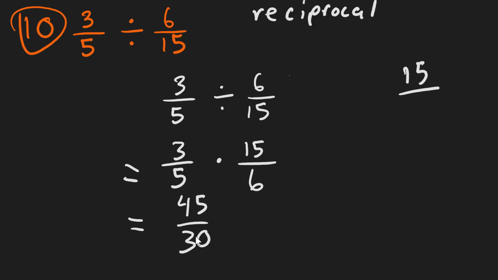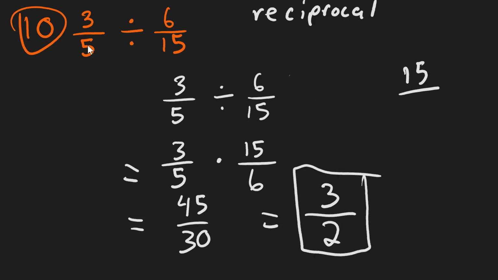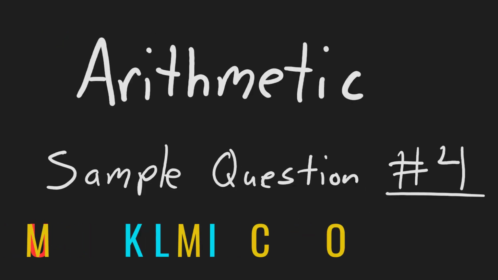So how many times does 15 go into 45? Or in other words, 15 times what number equals 45? Well, 15 times 3 equals 45. And how many times does 15 go into 30? Well, 15 goes into 30 2 times. Or in other words, 15 times 2 equals 30. And so the simplified fraction is 3/2. Or in other words, 3/5 divided by 6/15 is 3/2.